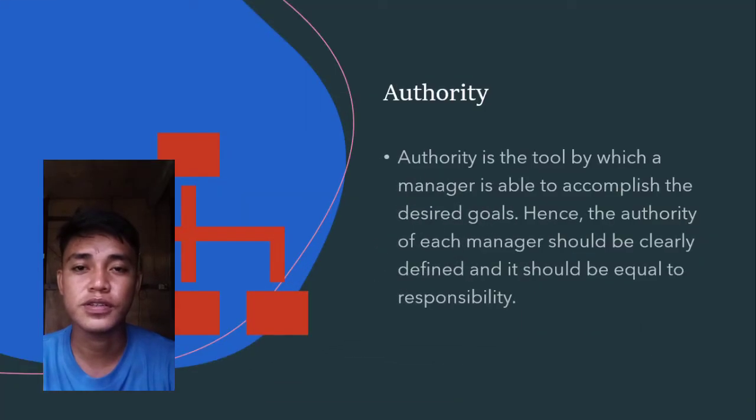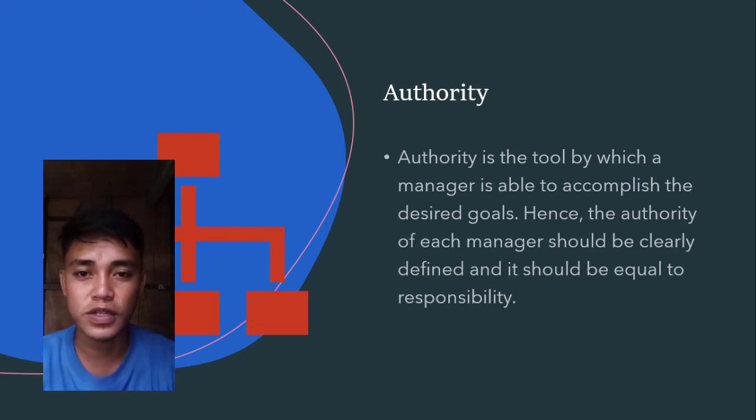9. Authority. Authority is the tool by which a manager is able to accomplish the desired goals. Hence, the authority of each manager should be clearly defined and it should be equal to responsibility. In the absence of adequate authority, responsibility leads to frustration and ineffective performance.